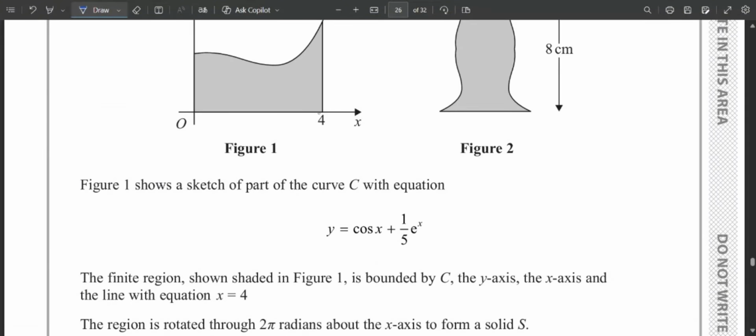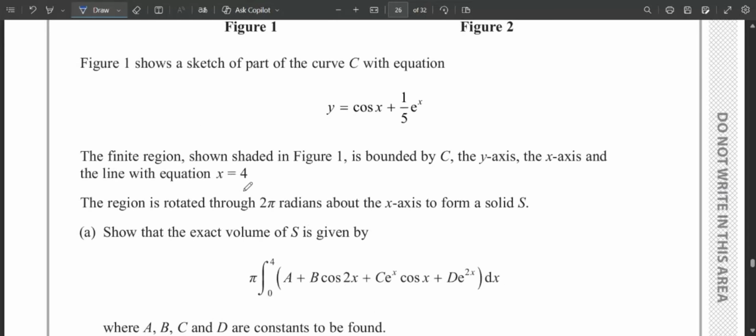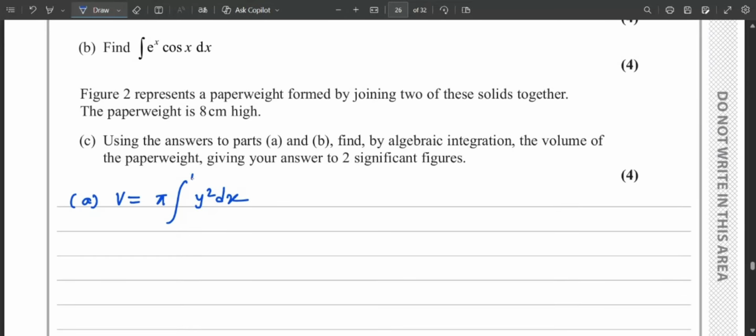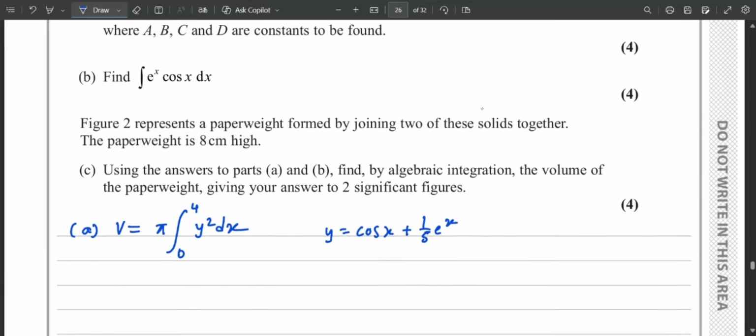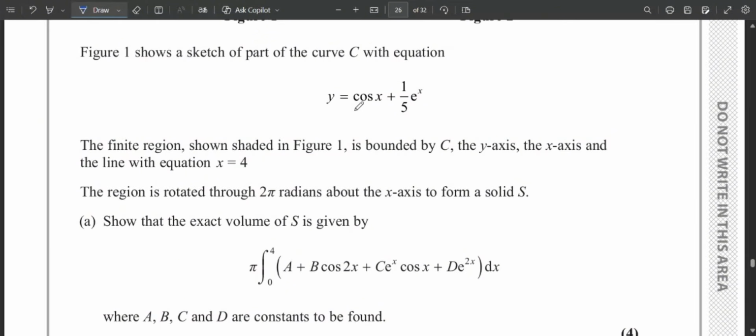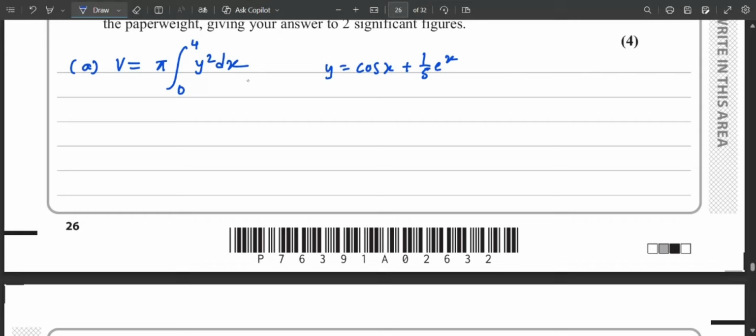So the limits for this shaded area, which is 4 and 0, will be the limits for our integration to find volume. So 4, 0 is our limits. Now from the question we know that y is equal to cos x plus 1 by 5 e to the power of x. And we can see that in our formula we have to use the square of y. We need to use y square.